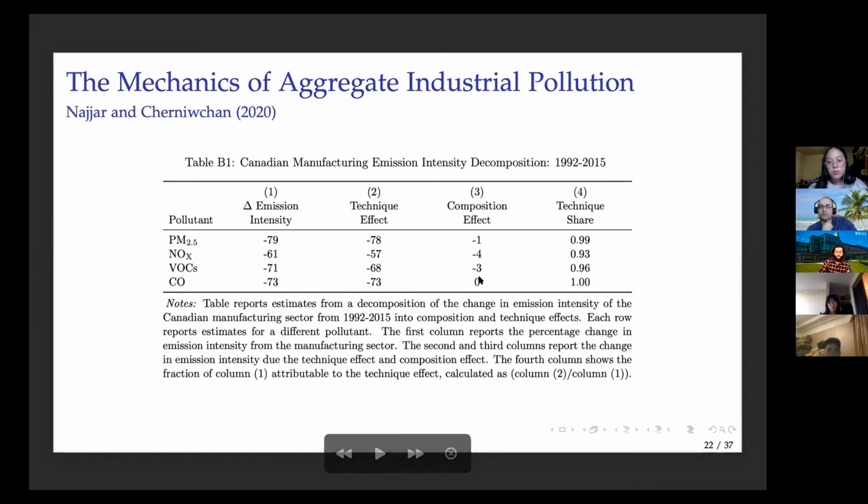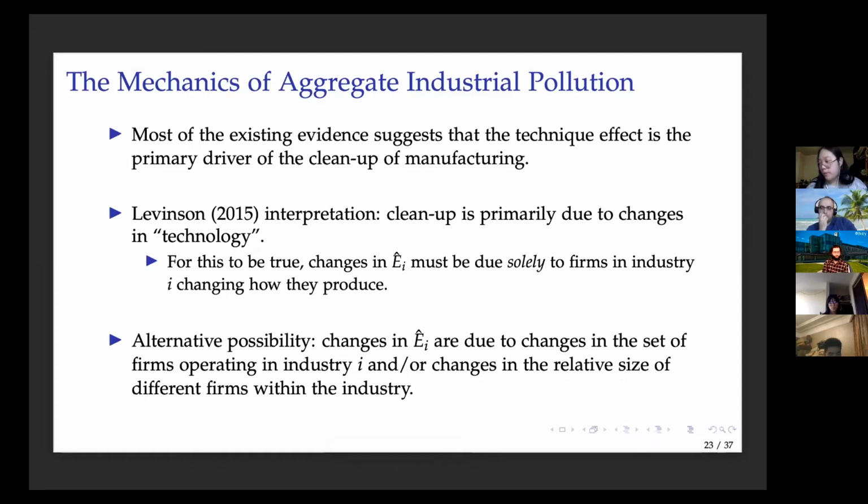And so if you're interested in Canada, this is a table from one of my papers that does the same exercise for Canada for a number of different pollutants. What we see is that emission intensity for the sector as a whole has plummeted throughout the 90s and 2000s by upwards of 60% for each pollutant. And almost all of this is due to the technique effect. So in Canada, we're seeing pretty much the same thing that Levinson documents for the US.